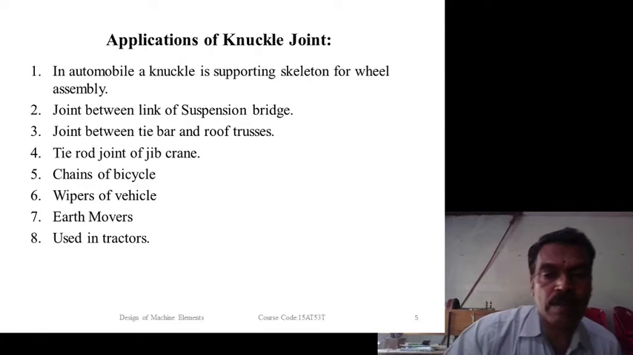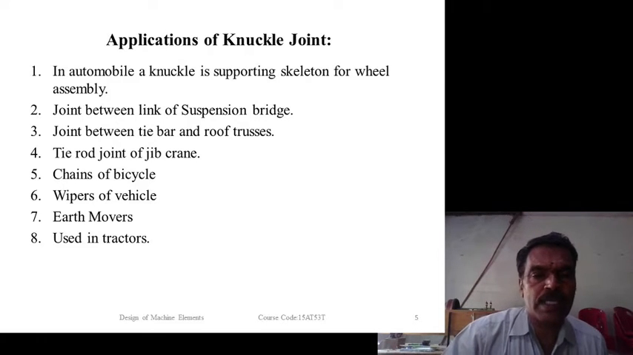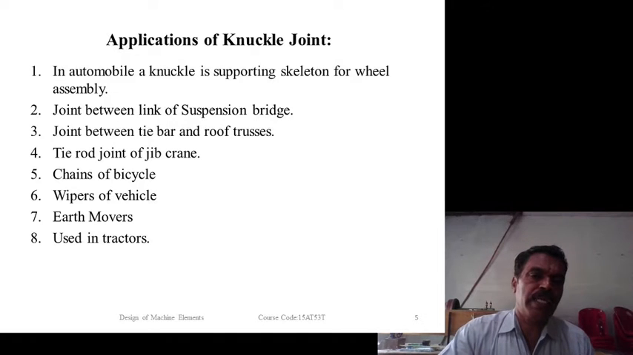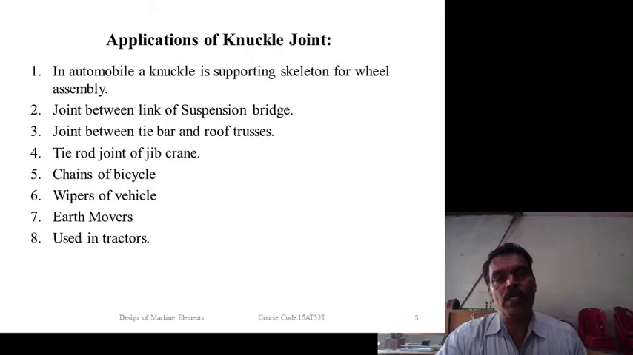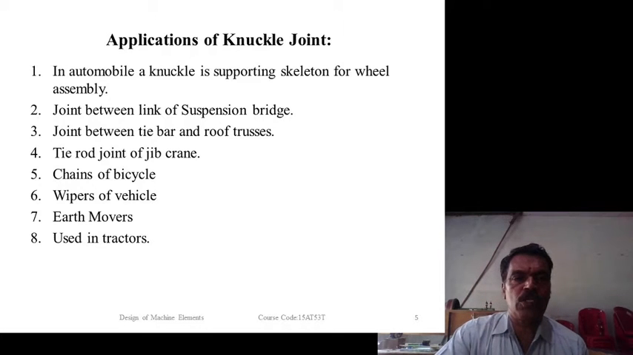Okay, so the vehicle arm has two arms, that is two end eyes, and here the axle eye is nothing but a single end. So both are connected by means of the knuckle pin. Therefore, the knuckle joint is used in our vehicle wheel assembly. First point is clear.